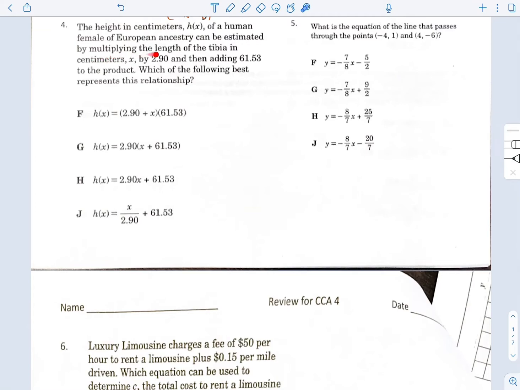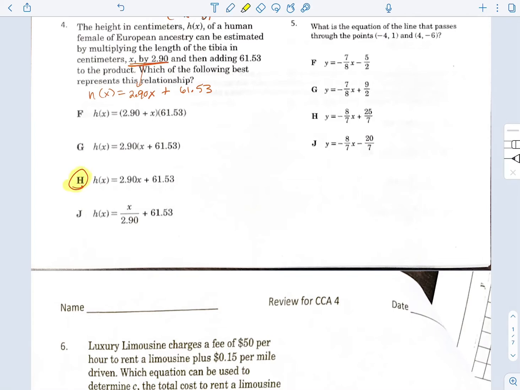First off, notice that we're multiplying that length X by 2.9. And the way that we represent multiplying X by 2.9 is simply 2.90X. So we're really writing what we're reading. And then add. Addition just means plus sign. 61.53. So that means H of X is equal to 2.90X plus 61.53. And that is H.